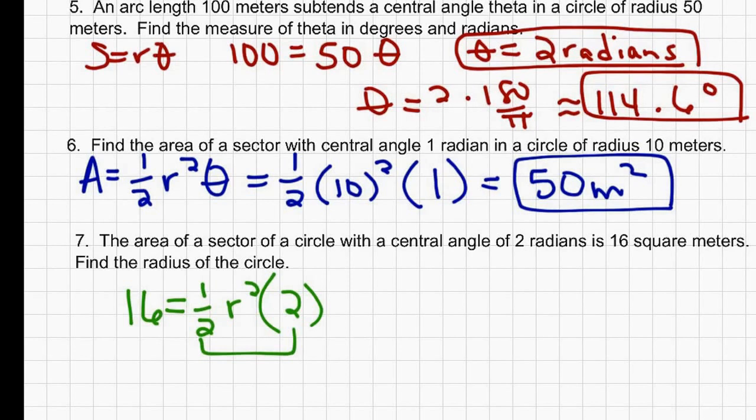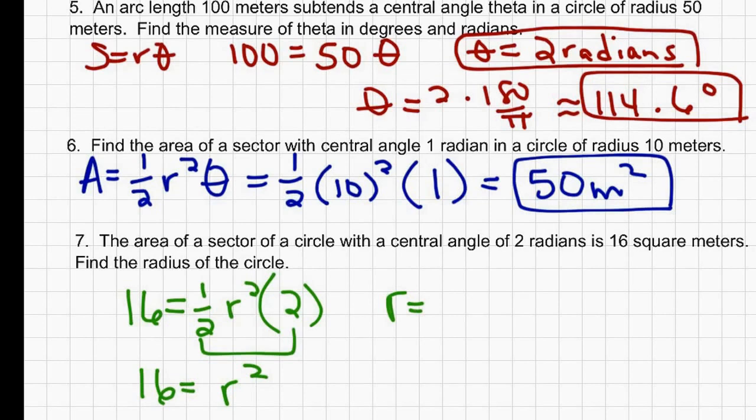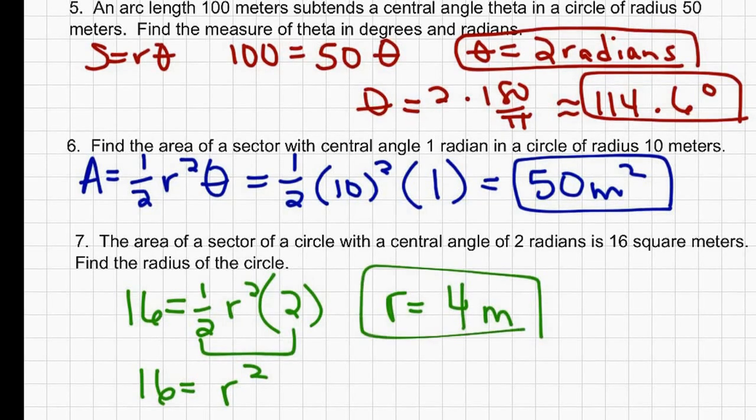Multiplication, it doesn't matter what order you do it in. So 1/2 times 2 is 1, so you end up with 16 is equal to 1 r squared. And to find r, you take the square root. So the radius must be 4, and the units of measurement are meters.